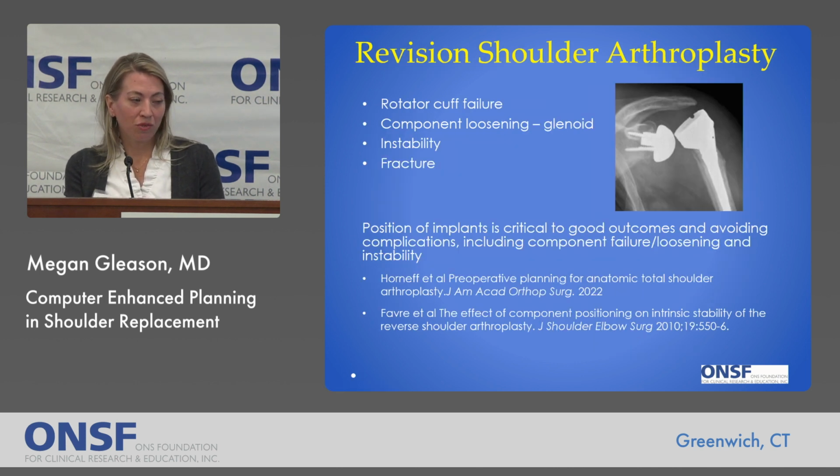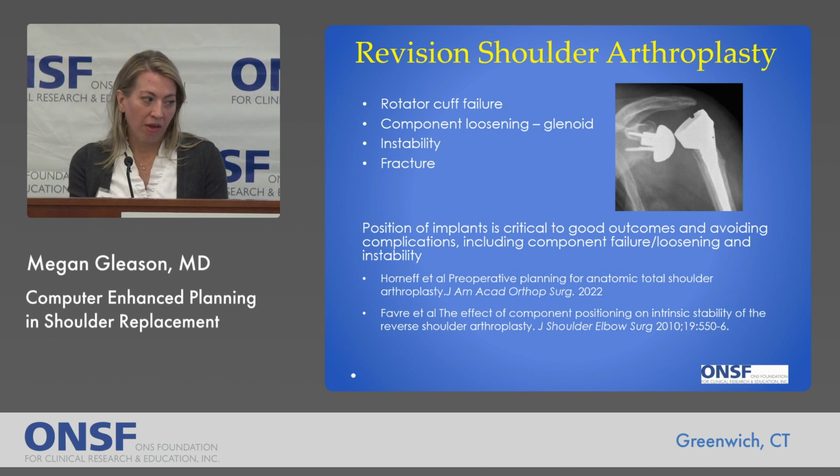In some situations, we'll talk about revision, and that can be when an anatomic total shoulder has a rotator cuff that fails over time, if the components loosen or dislocate, as you see in this x-ray, or if there's a fracture. Unfortunately, if someone had a shoulder replacement and then falls and fractures, then oftentimes we'll revise to a reverse.